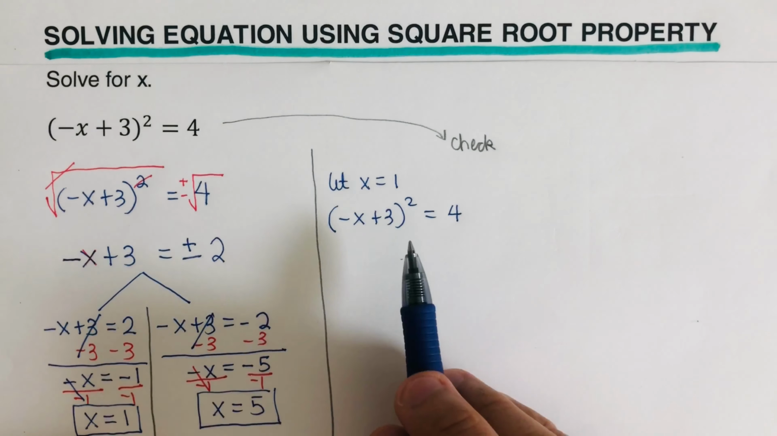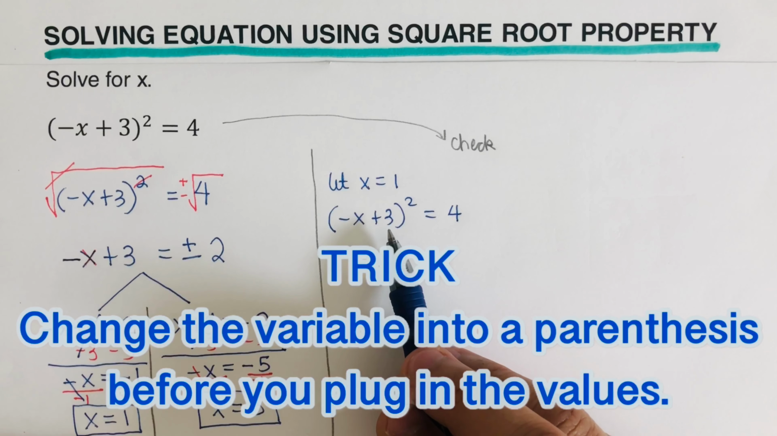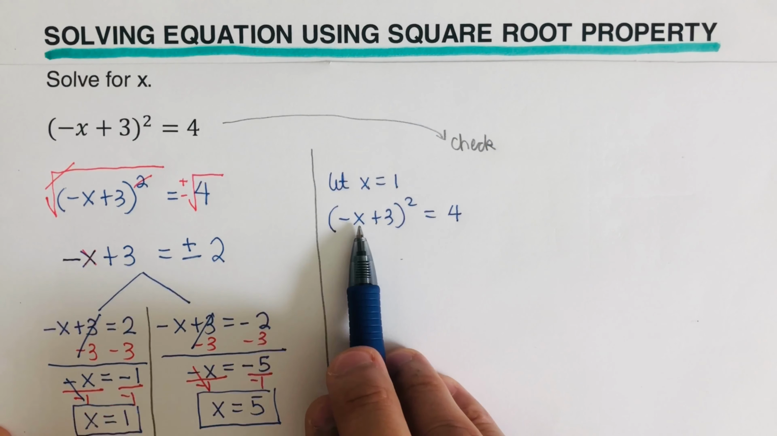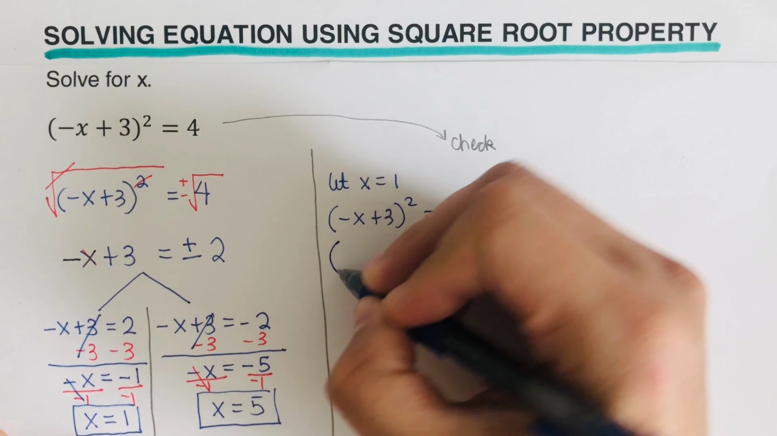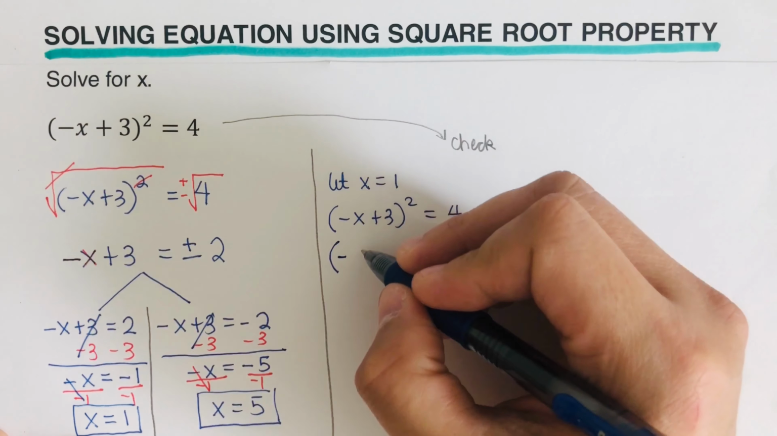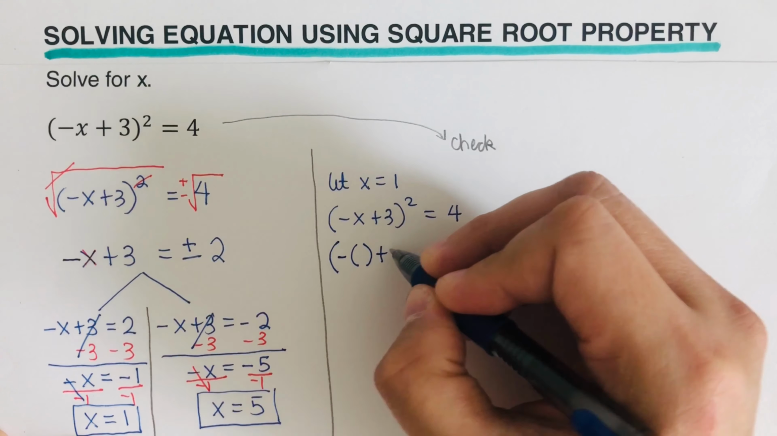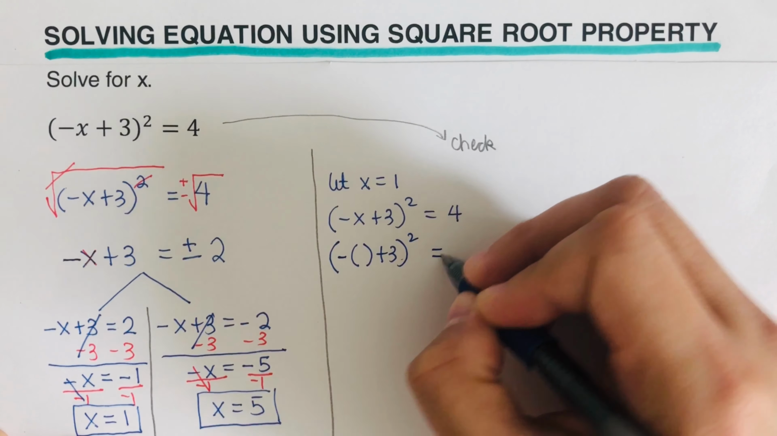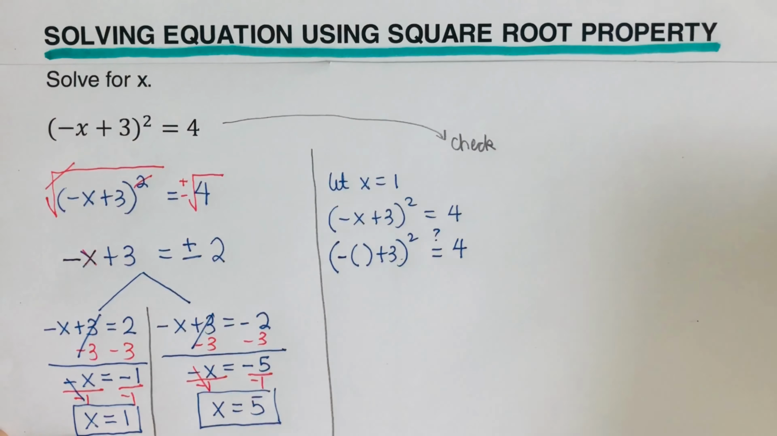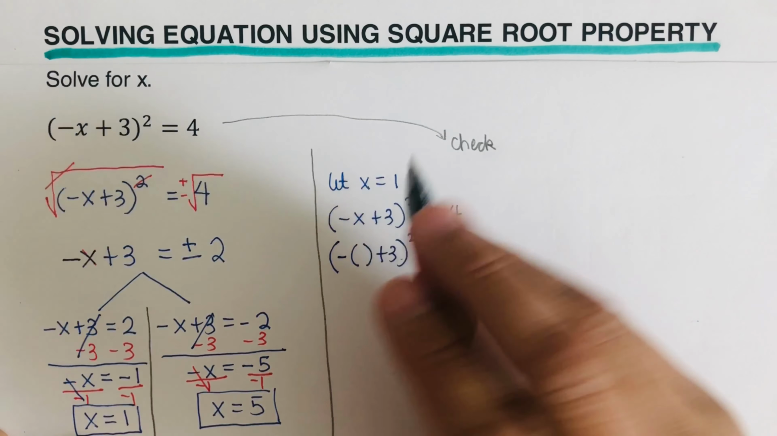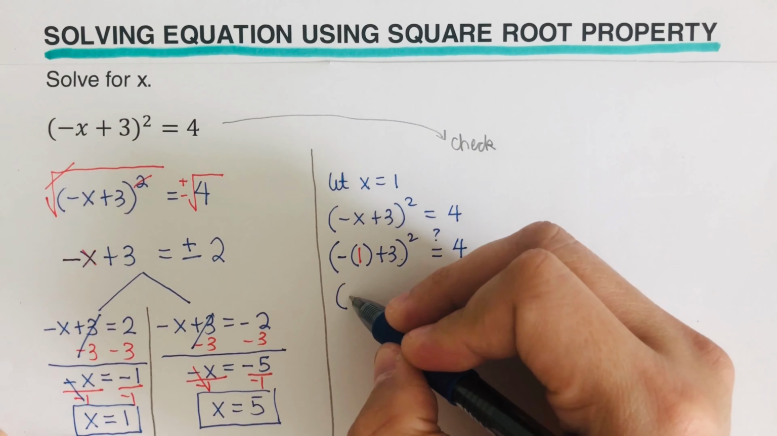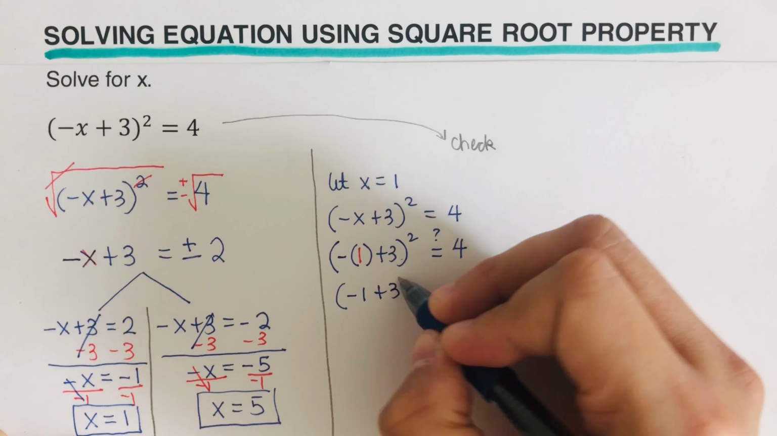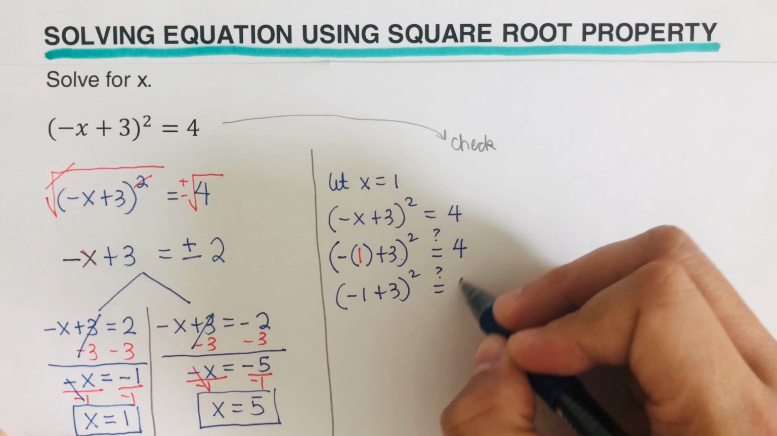Again, the trick in checking our answer is to change the variable into a parentheses before we plug in the values. So I'm going to change this x into a parentheses. So this would come out parentheses negative parentheses plus 3 squared, is that equal to 4? So right now I'm going to plug in 1 inside the parentheses. So then this would come out negative 1 plus 3 squared, is that equal to 4?